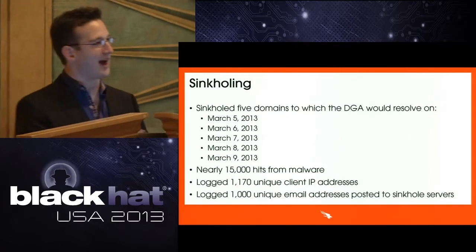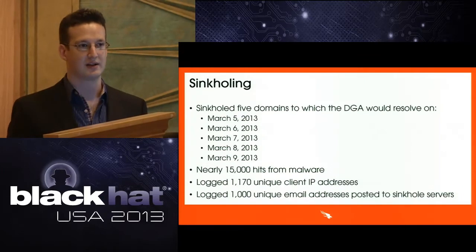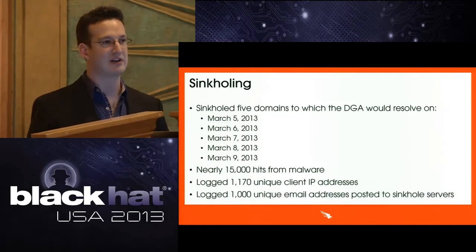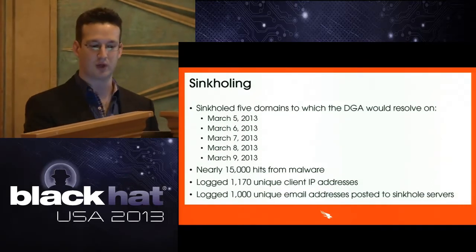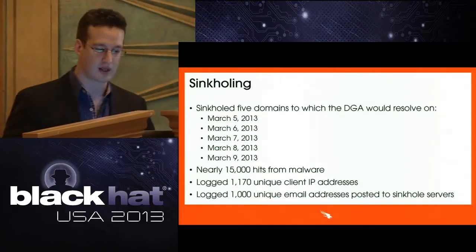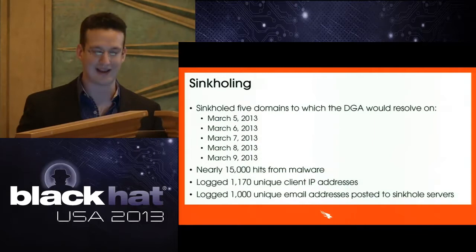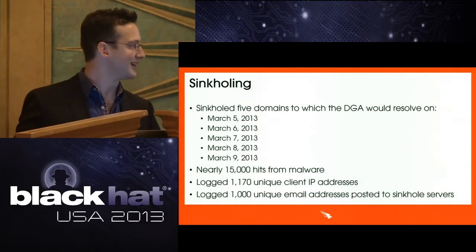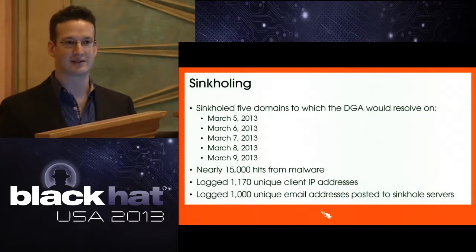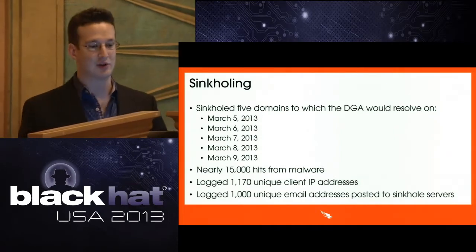And when I say hits, I don't mean just random computers pinging our server, just trying to do basic GET requests. These 15,000 hits were all using the GET request with the format I just showed you in the previous slide. So these are actually infected systems that were hitting our sinkholes. And we logged almost 1,200 unique client IP addresses, and exactly, believe it or not, 1,000 unique email addresses that were posted to the sinkhole servers, meaning that there are at least 1,000 variants of the malware out there, since each malware variant has its own unique hard-coded email address in it.